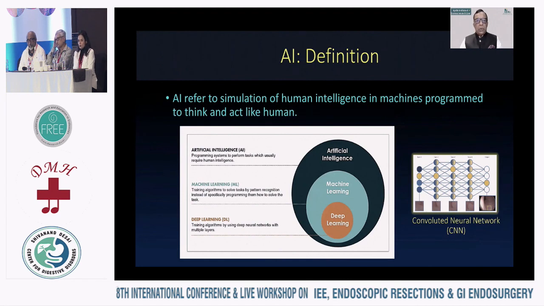AI refers to simulation of human intelligence in machines programmed to think and act like humans. It's a broad platform. On a very basic aspect, it is telling the computer or the machine a particular design that will be recognized by the machine later on. But it can be very sophisticated, which includes machine learning, deep learning, which can be supervised or unsupervised. And the deep learning may involve convolutional neural networks in which the computer has multiple hidden layers so that it decides which parameter to give importance and which to not, so as to reach a final decision.